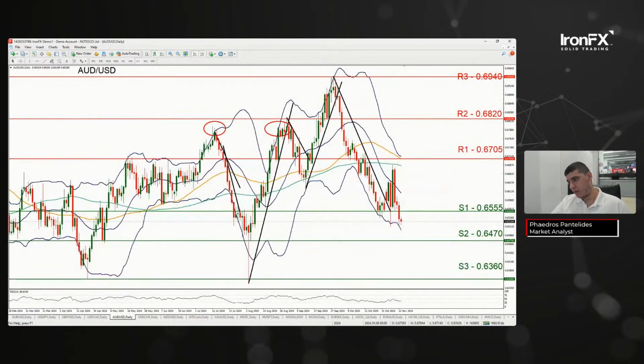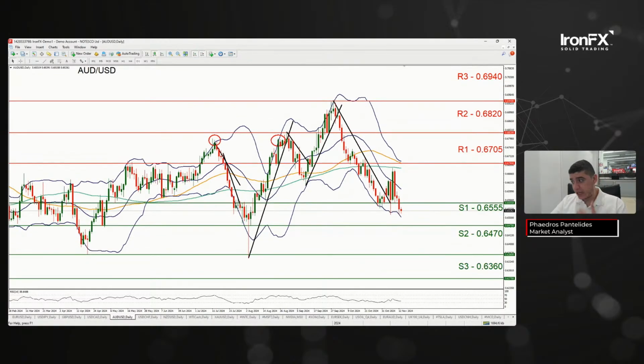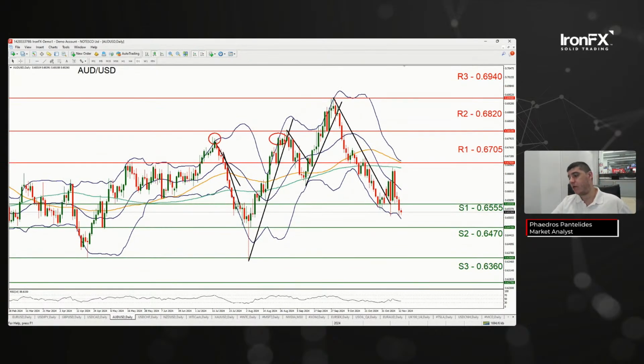For the Aussie, now I had placed this as well at my looking at the charts report, which is public as well. It has broken that S1 level, so we are maintaining a bearish outlook for the Aussie against the US dollar. Next target for the bears could be 0.6470. RSI is at 38, which does imply a bearish market sentiment.